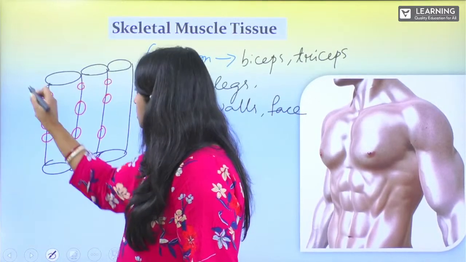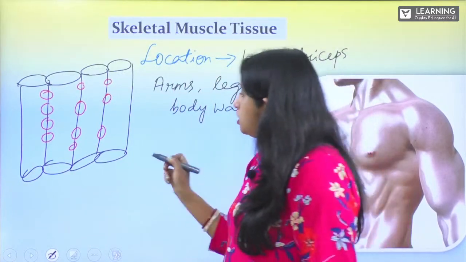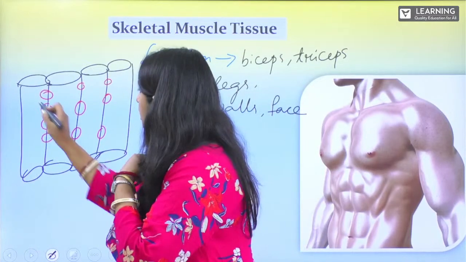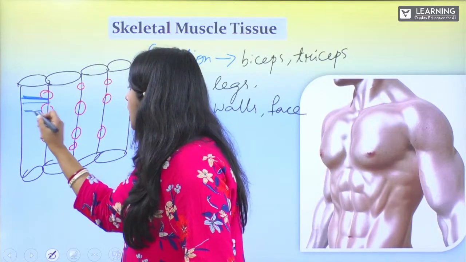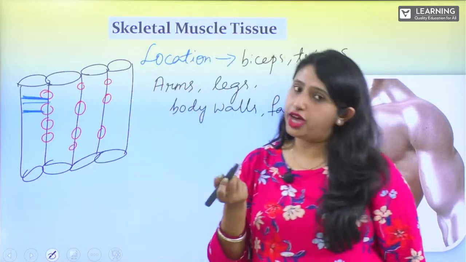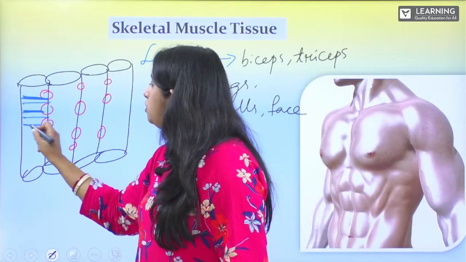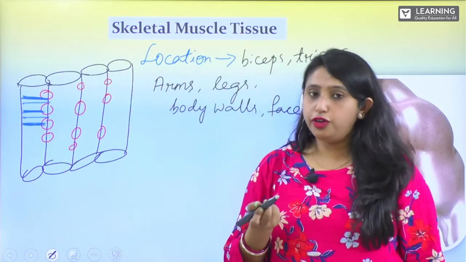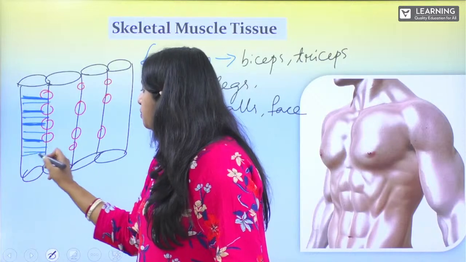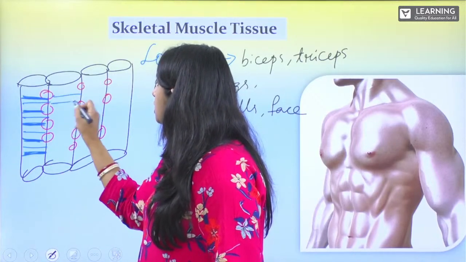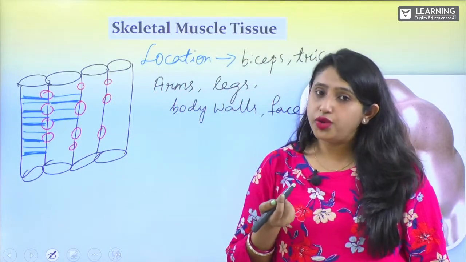The nuclei are joined with the help of which tissue? Connective tissue. So they will be having the light and the dark bands. Some of the bands will be dark, some will be light, and they will be arranged in a parallel fashion. The myofibrils will be arranged in a parallel fashion. These fibers are known as myofibrils. So see, there will be light and the dark bands in between, arranged in a parallel fashion.